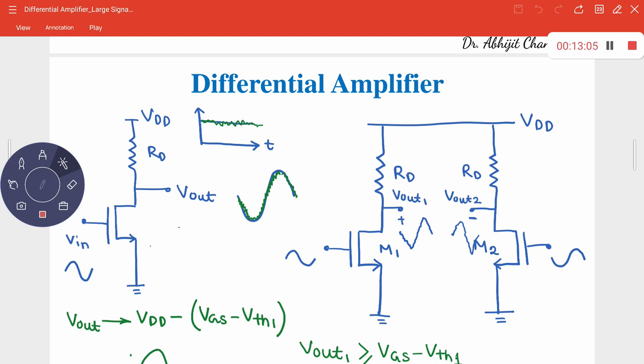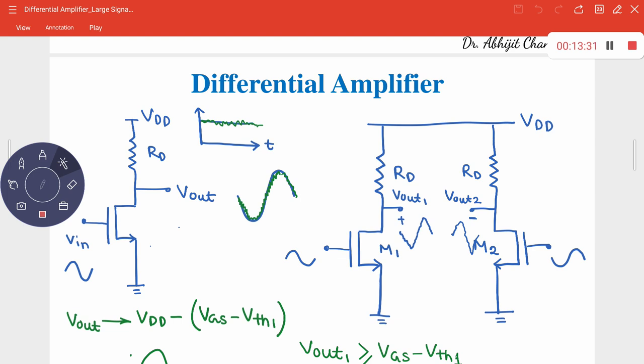Suppose nothing else is present, there is no noise inside this environment, we are happy with the swing. If there is a fluctuation in the supply line, then even if you provide a smooth sinusoidal wave, you won't be getting a pure sinusoidal signal at the output side.